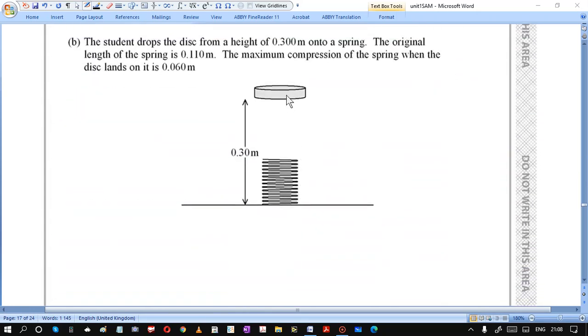The student drops the disc from a height of 0.3 meters onto a spring. The original length of the spring is 0.110 meters. The maximum compression of the spring is when the disc lands in it. It is 0.06. So from this height, it falls, compresses the spring, and reaches a compression of 0.060.